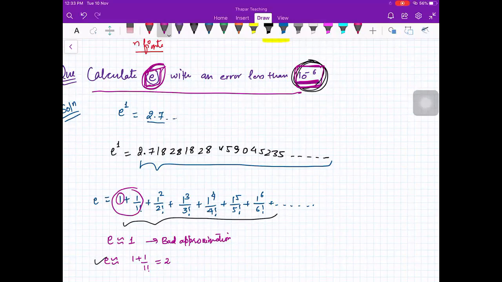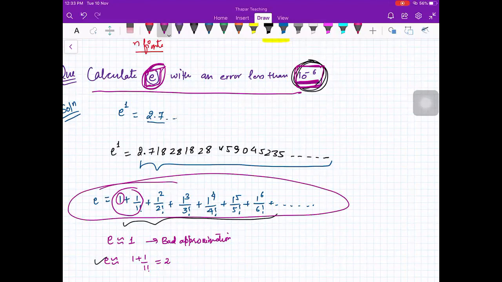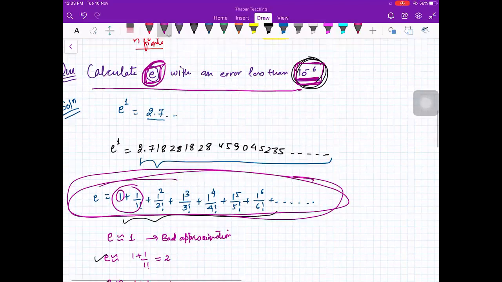This is how a calculator computes e. I told you already that if you want to compute e, then you have to find the sum of this series. Fine? Okay. So I'll do one more problem.